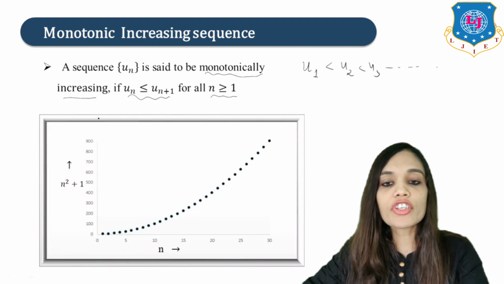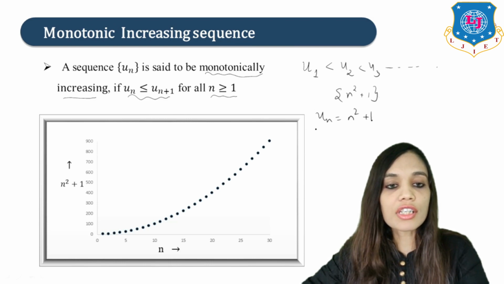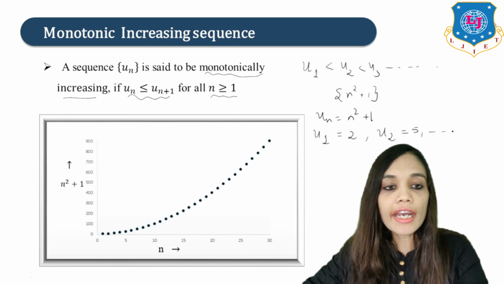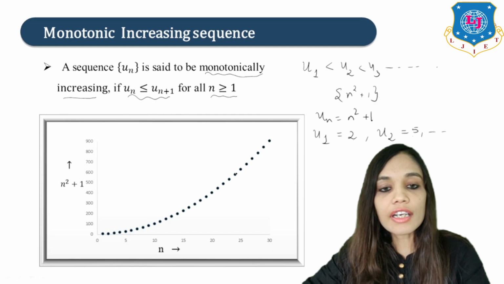Now let's see a graph of the sequence n square plus 1. If you are given the sequence n square plus 1, then Un will be equal to n square plus 1. Now start putting the values of n. Firstly, we will replace n by 1. So you will get the answer as 2. Now if you put n is equal to 2, you will get U2 as 5 and so on. So you can see U1 is less than U2. Therefore, this sequence is monotonically increasing and you can see in the graph also that it is an increasing sequence.